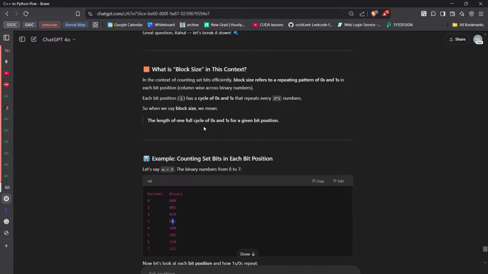So when we say block size, we mean the length of one cycle of 0 and 1 for a given bit position. For a given bit position, say bit position 1, here the block size, the length of one full cycle of 0s and 1s, will be 1, 2, 3, 4. It will be 2 raised to not 1 but 2, 2 raised to 2. Here it's 4, here it's 8, that is 2 raised to 3. This is 2. So block size is 2 raised to n, right?